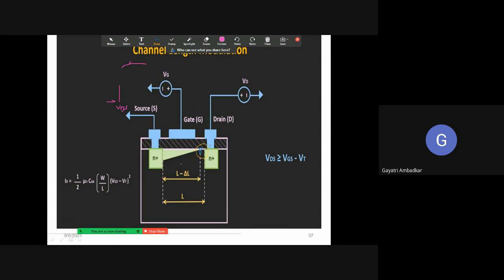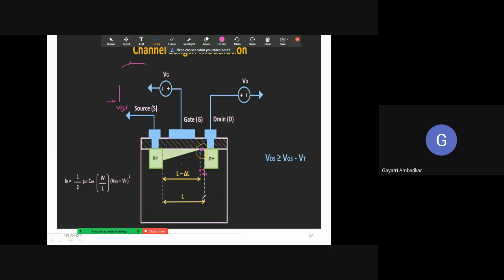Further, if you increase VDS, you will find the point which I have shown here will move here. If you increase VDS more, the channel here will become almost zero. First of all, your channel was touching here, so I say this is the effective length of the channel. If you further increase VDS, this point will get shifted here, and I will call this length delta L. So if the point is moved here, the effective length is L minus delta L.